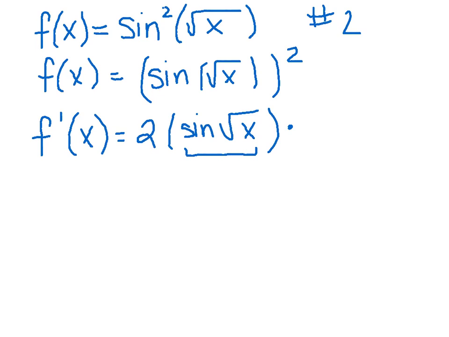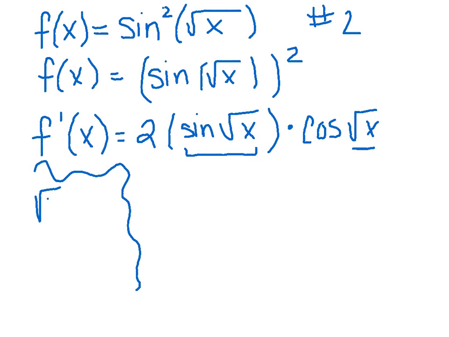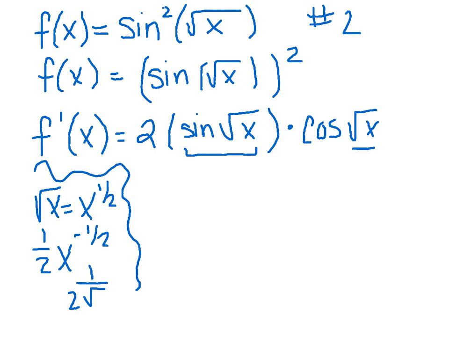The derivative of sine of the square root of x would be cosine of the square root of x. But then we have to multiply by the derivative of the inside of that piece, the square root of x. Just off to the side, remember that square root of x is equal to x to the 1/2. So the derivative of that is 1/2 x to the minus 1/2, which is the same thing, simplified a little, as 1 over 2 square root of x. We need to multiply by that at the end.